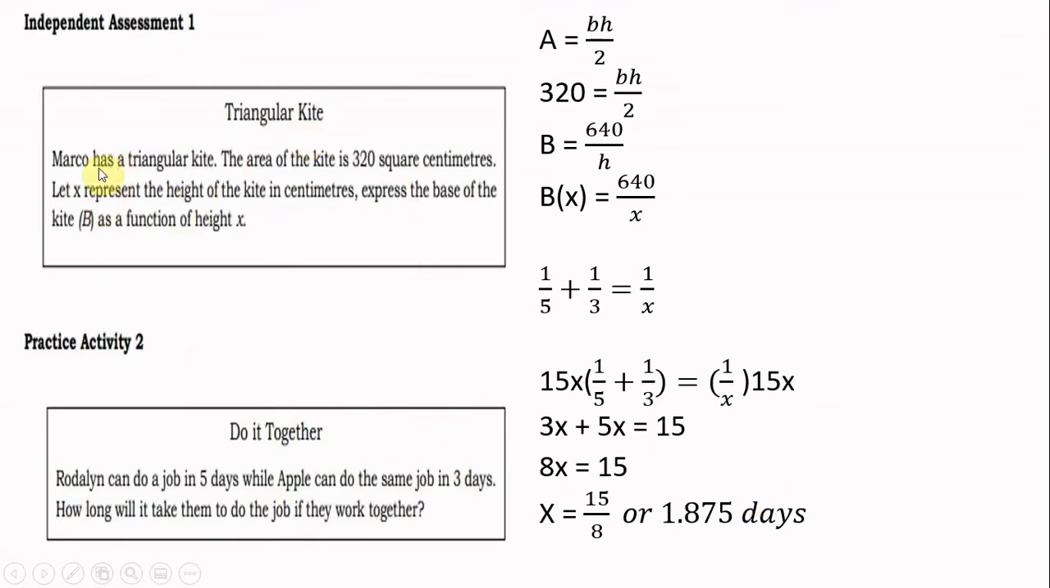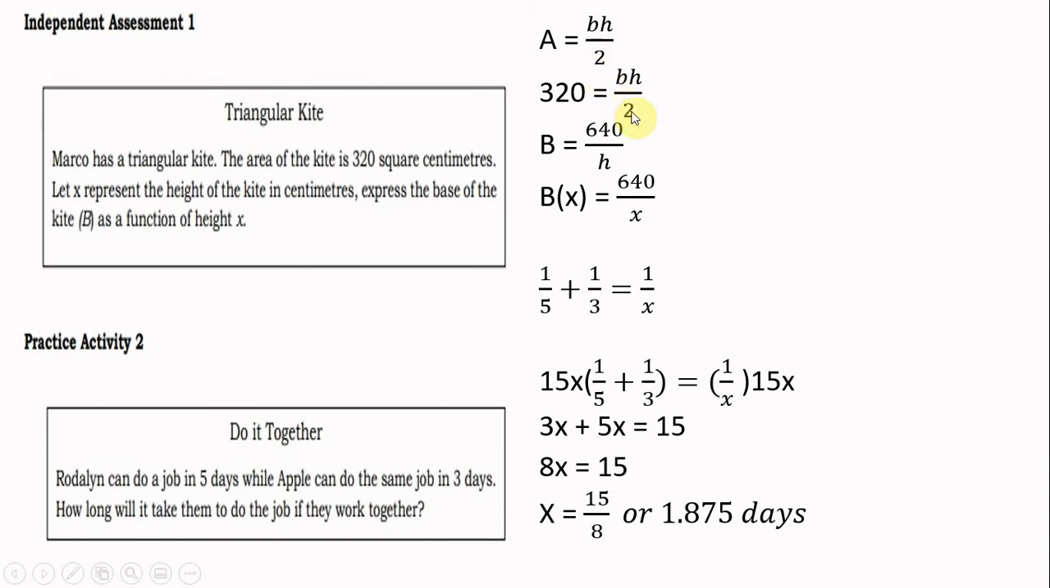Now, triangular kite. Marco has a triangular kite. The area of the kite is 320 square centimeters. Let x represent the height of the kite in centimeters. Express the base of the kite as a function of height x. So we'll be finding the base using the height x. So area of a triangle is equal to base times height divided by 2. We'll be finding the base.